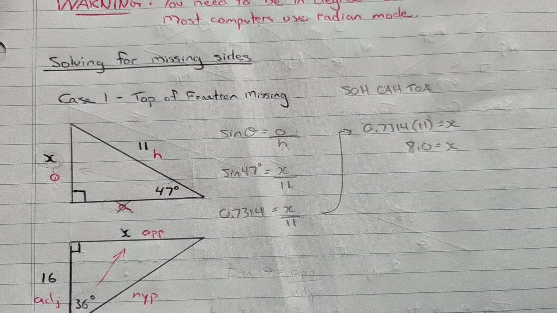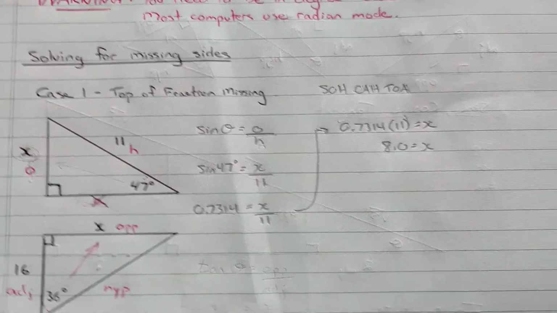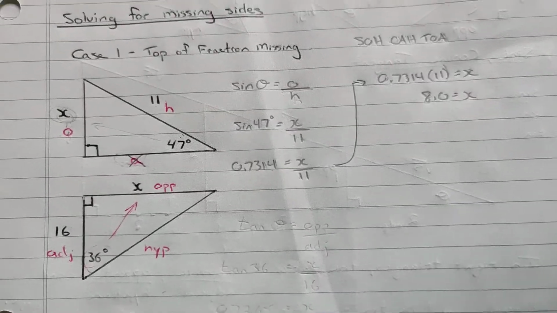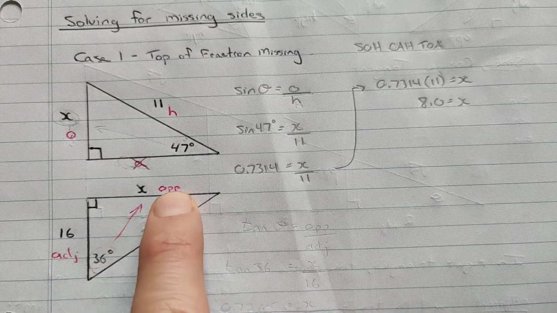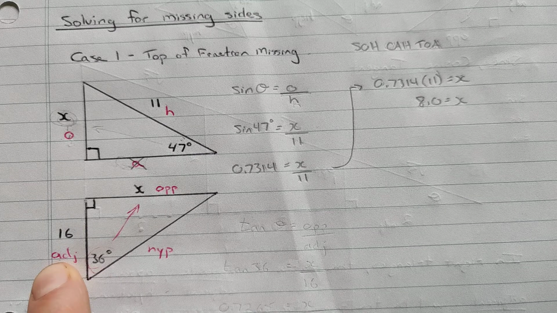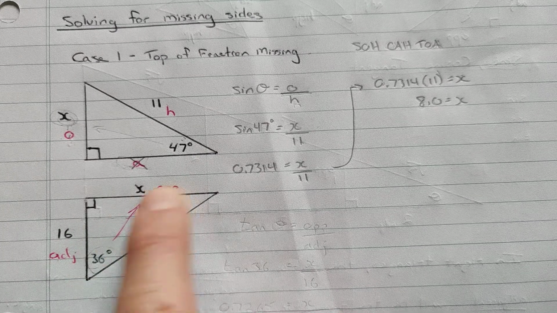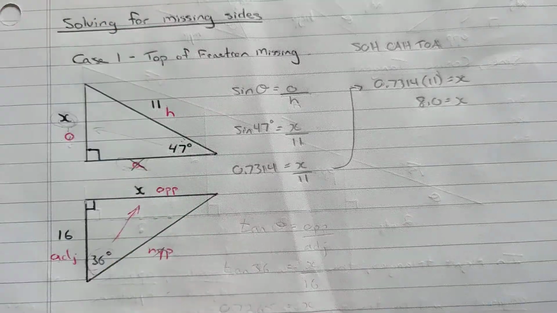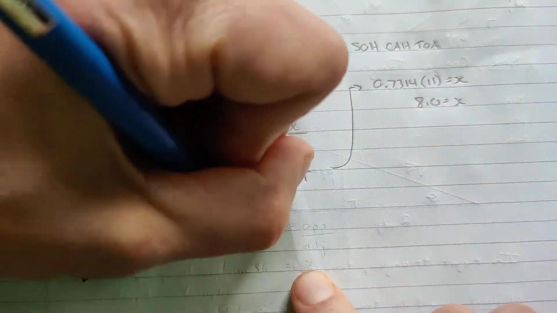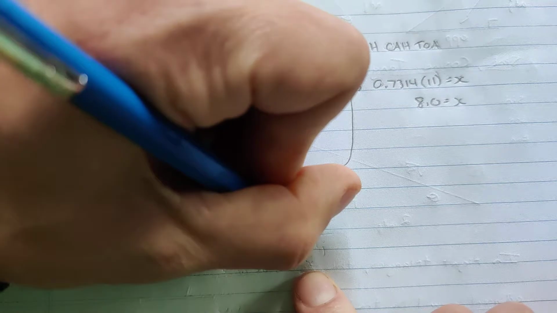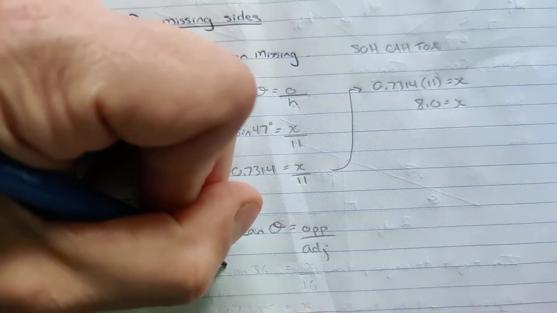Okay, one more example, in the case of the X on top of the fraction here. So in this case, again, label your triangle: hypotenuse, opposite, adjacent. I have the adjacent side and the opposite side with values, so those are the ones I'm going to use. We're not going to use hypotenuse. That is TOA, so tan, opposite and adjacent. So tan 36 equals x over 16.